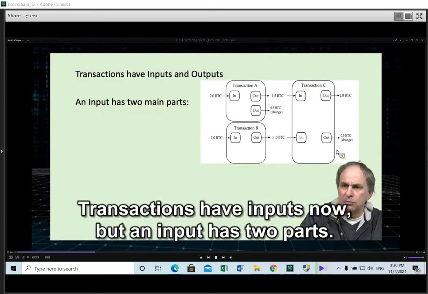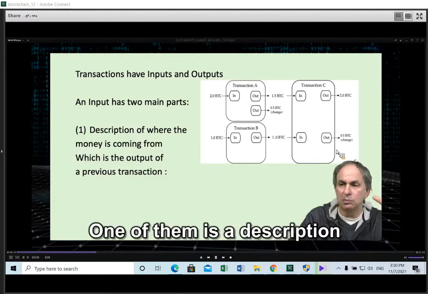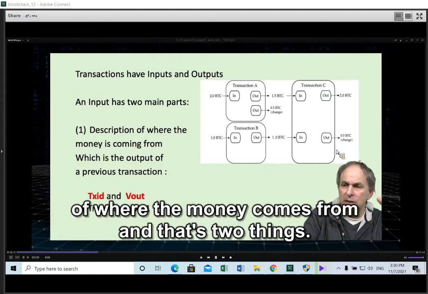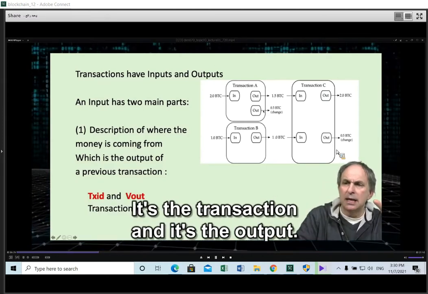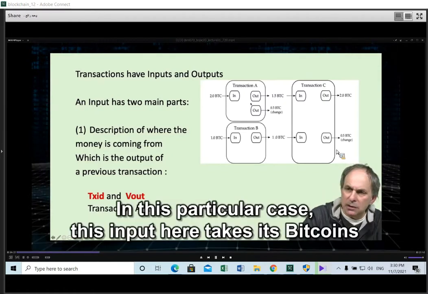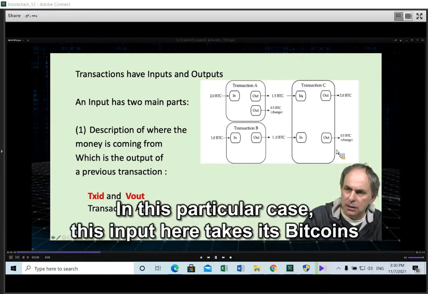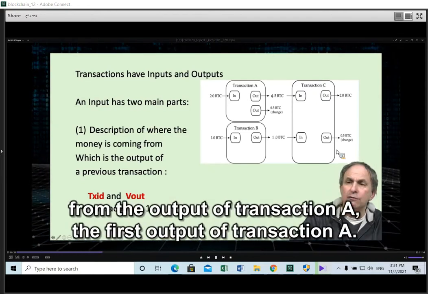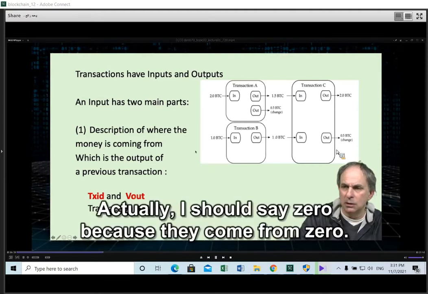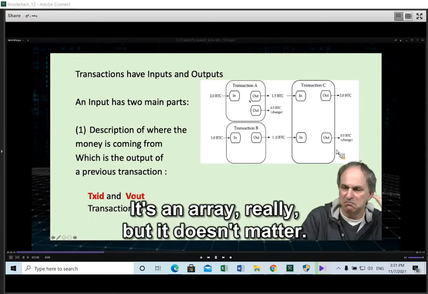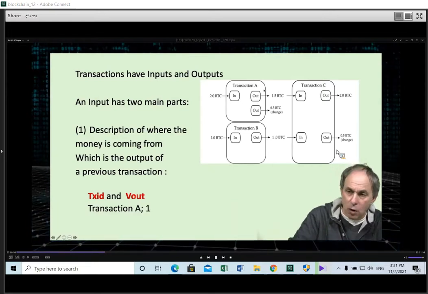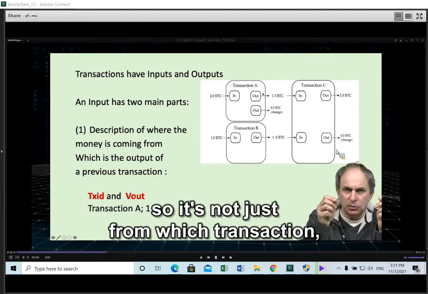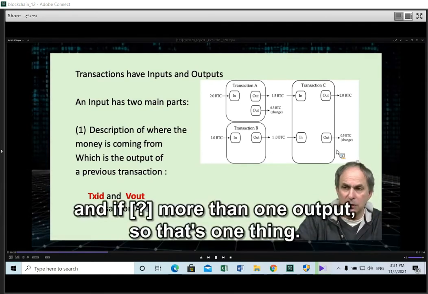So transactions have inputs and outputs. An input has two parts. One of them is a description of where the money comes from. And that's two things: it's the transaction and it's the output. So in this particular case, this input here takes its bitcoins from the output of transaction A, the first output of transaction A. Actually, I should say 0, because they count from 0. It's an array, really. But it doesn't matter. It just takes from one. So I have to say what transaction it is and which output. It's not just from which transaction, it's which output, because there frequently are more than one output.